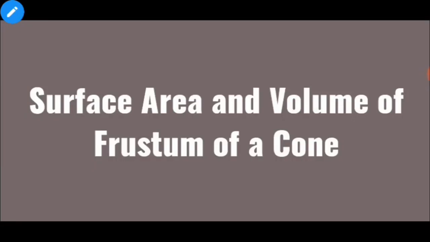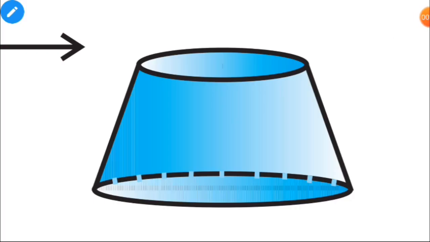Hi students, in this video we are going to find the surface area and volume of a frustum of a cone. Consider a frustum of a cone. A frustum of a cone has three faces: one lower face, that is the base, one upper face, and one curved face.